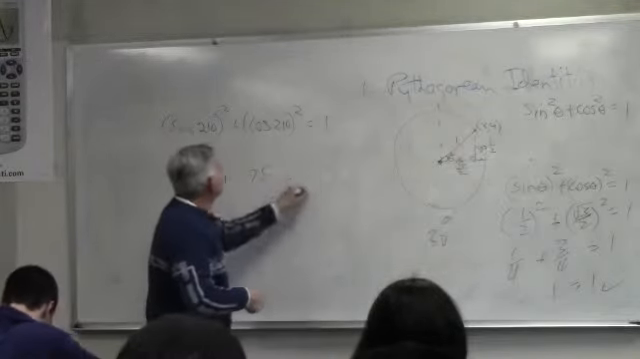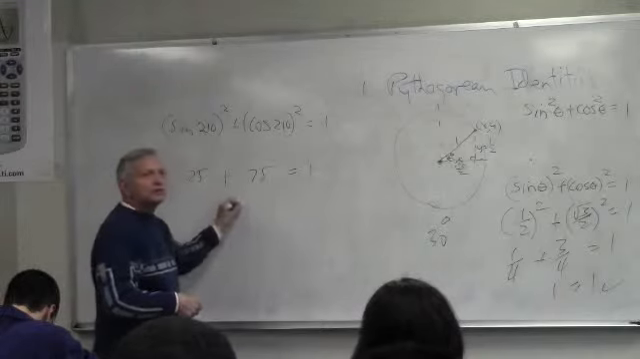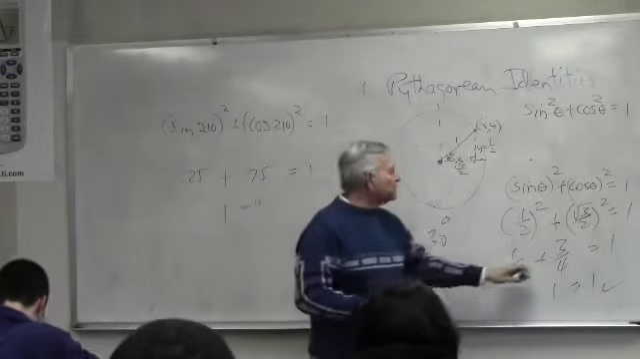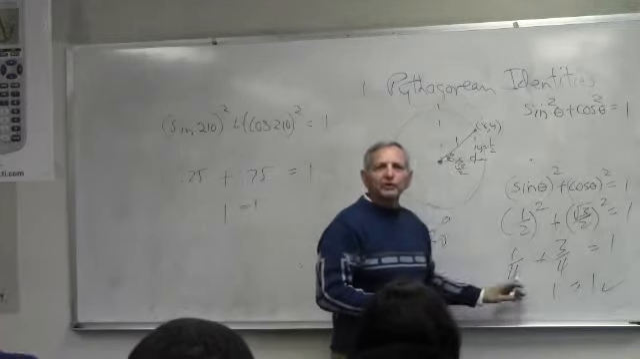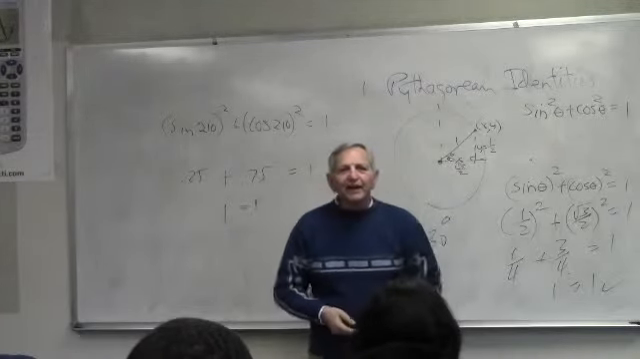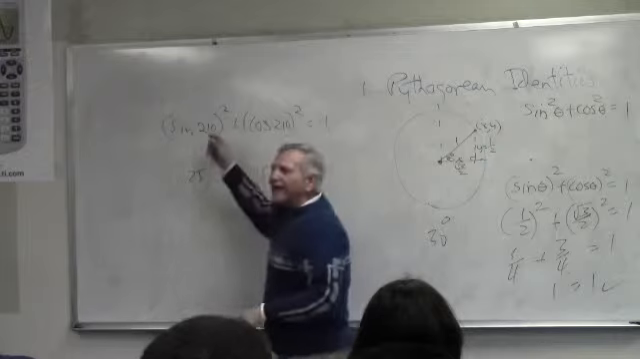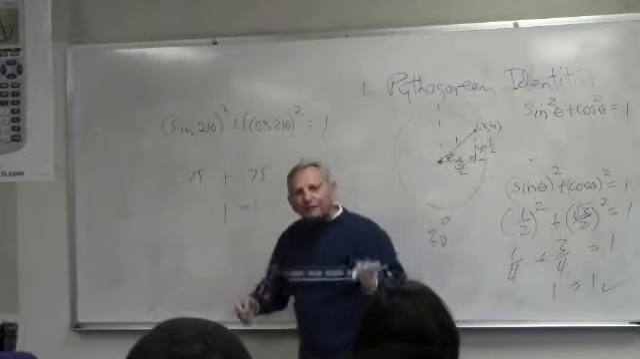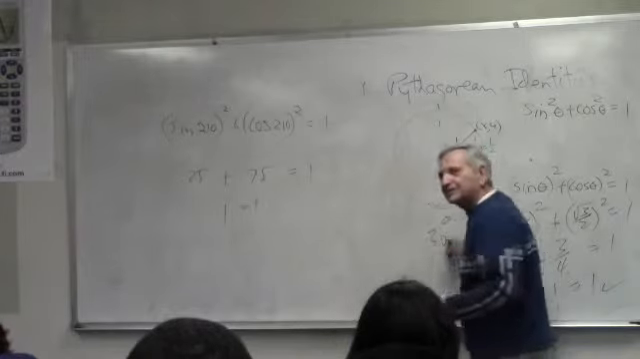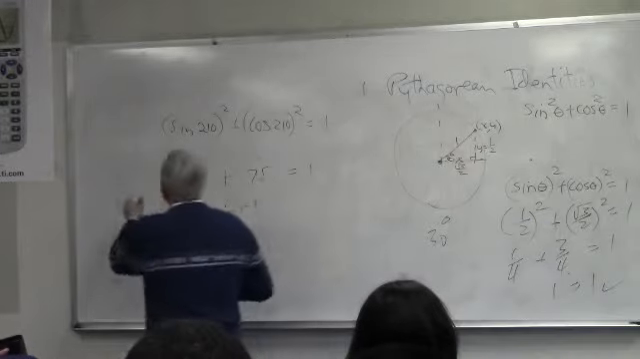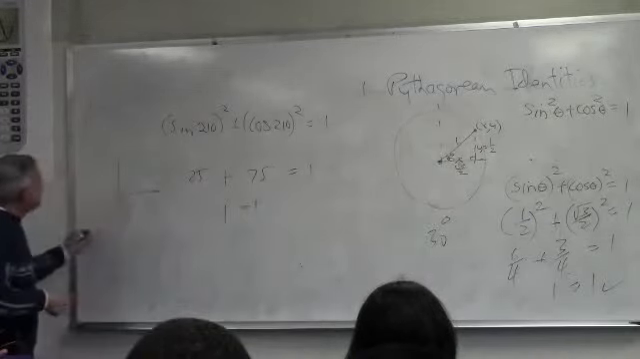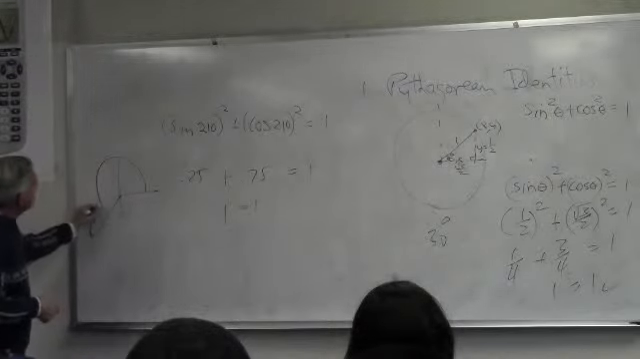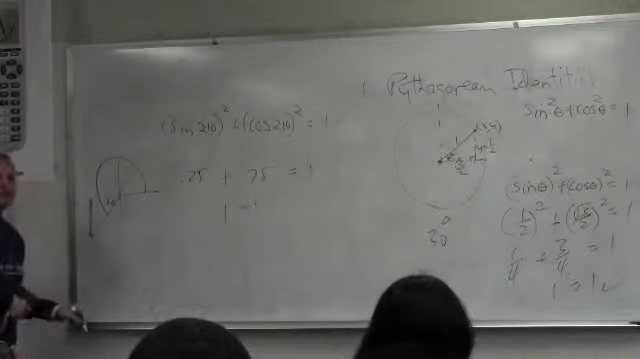How come mine are switched? Right? 1 equals 1. What was this? 1 quarter plus 3 quarters. That's 0.25 plus 0.75. Mine is switched when I did 210. Why is that? Because 210 has the same reference angle as 30 degrees. 210 degrees is 180 plus 30. So it has the same reference angle.